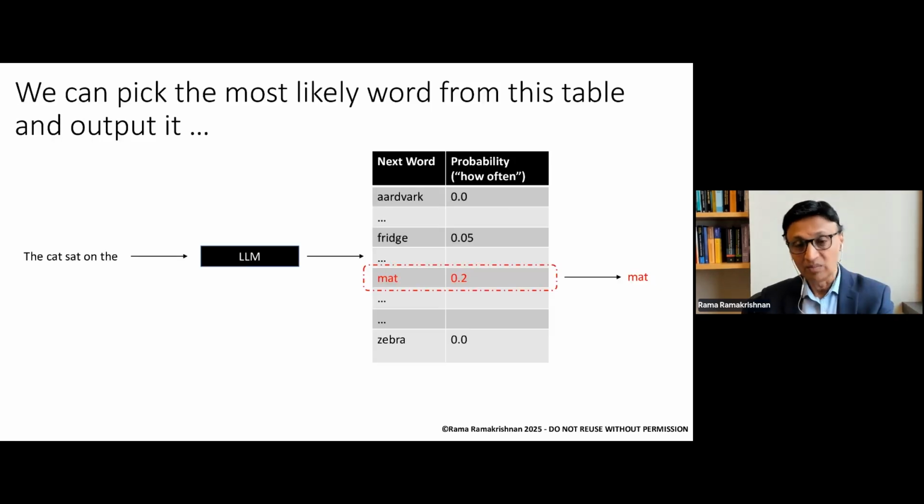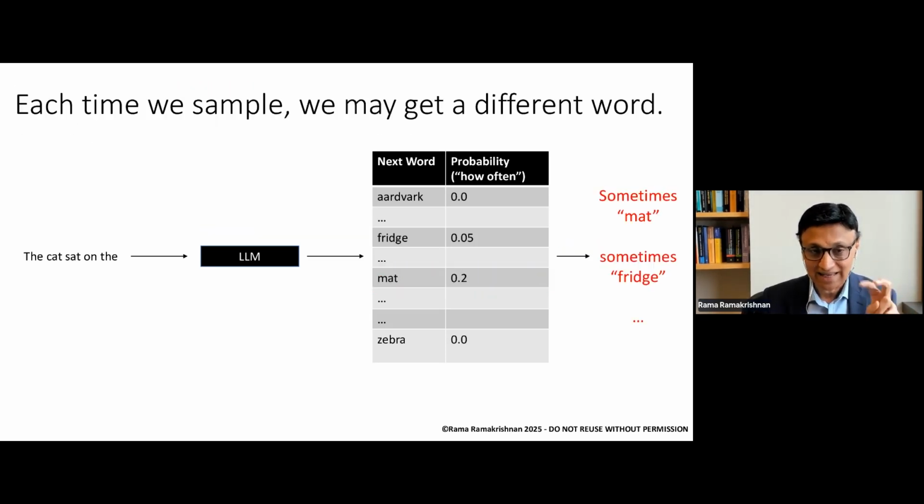Now, once this table has been created by the LLM, we can either pick the most likely word, which in this case happens to be Matt, and then just output that, or we can essentially sample a word from this table. By sampling, I just mean that you reach into this table and pull a word out randomly, and the words which have a higher probability are much more likely to be pulled out by you, right?